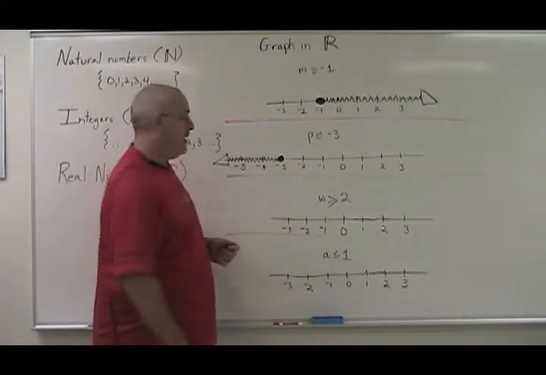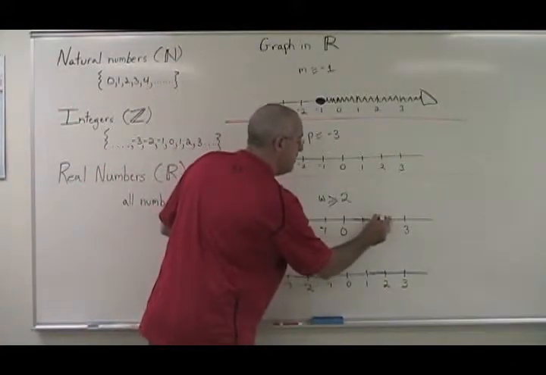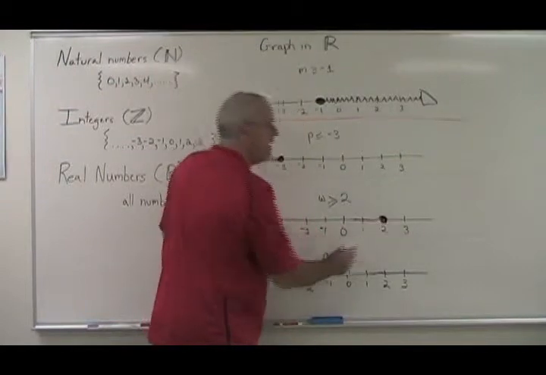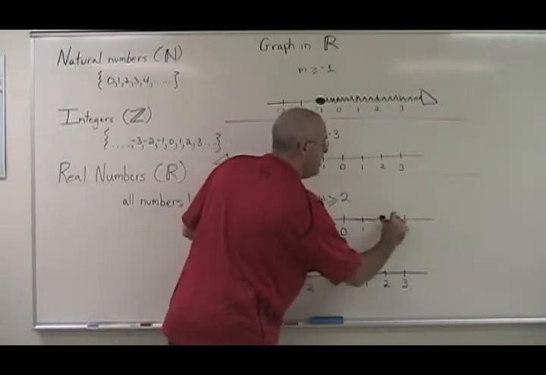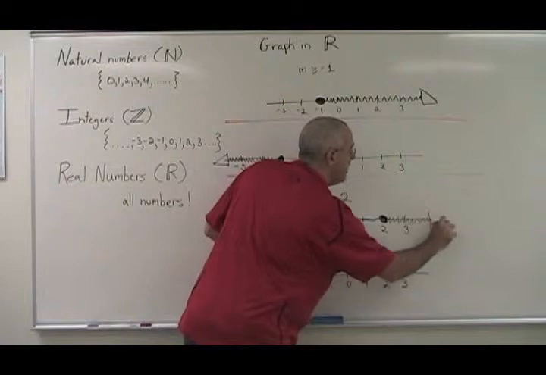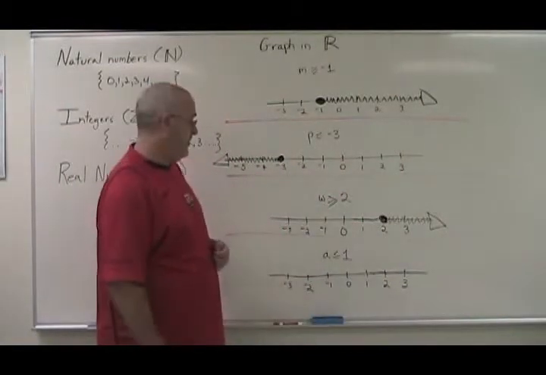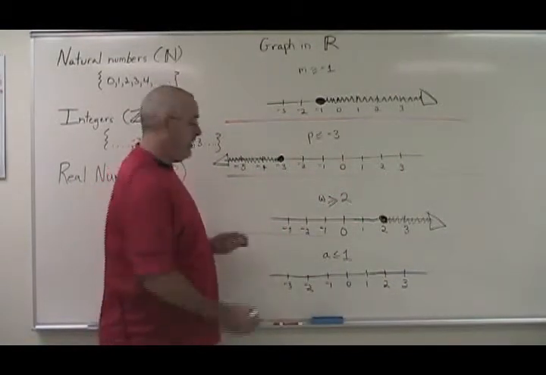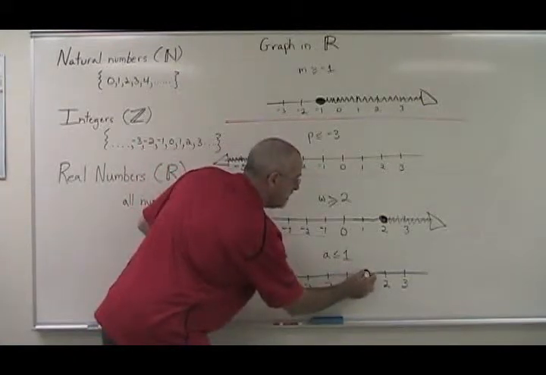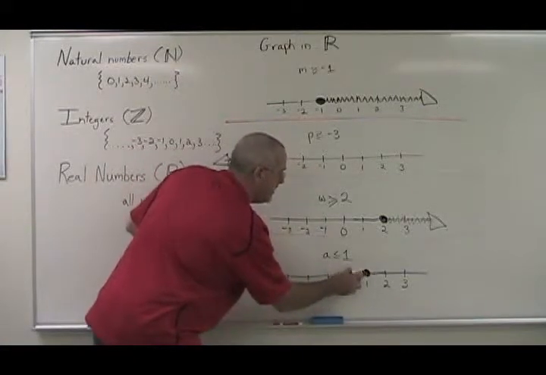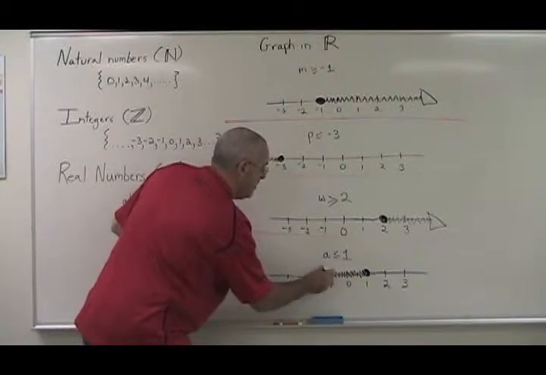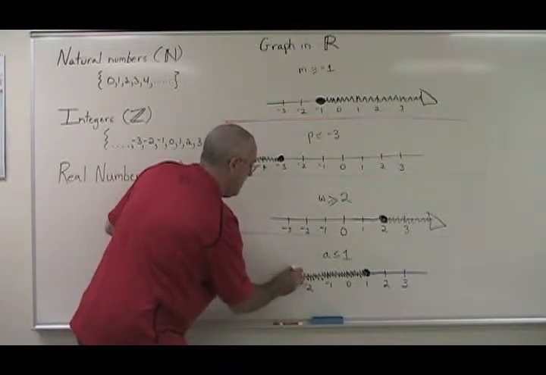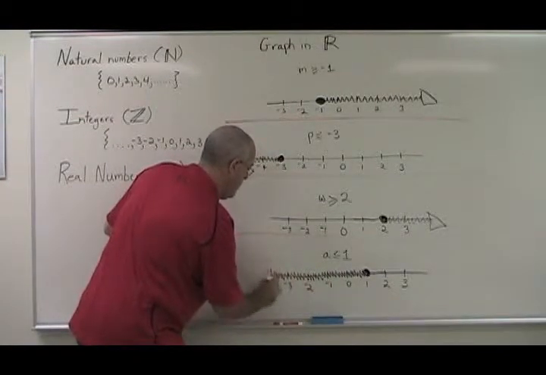W greater than or equal to 2. 2 is equal to 2. All the numbers greater than 2 are that way, so we shade that way, including all of them, and go on forever in the positive direction. A less than or equal to 1. 1 is equal to 1, it is in the answer. All of these numbers are less than 1, so we shade to include all of them, and we go on forever in the negative direction.